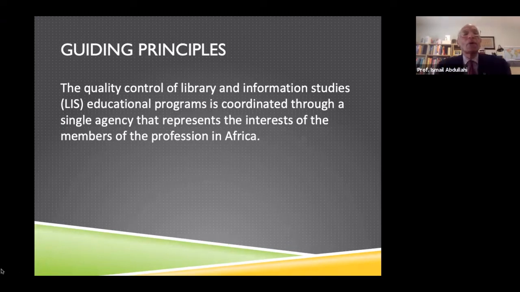Well, okay. Now, guiding principles. The quality control of library and information studies educational programs is coordinated through a single agency, as I am saying, that represents the interests of the members of the profession, as has been agreed upon. Guiding principles are very important to understand that we work for the interest of Africa, and this association stands for the interest of Africa, okay? That is very important. If we would like to have a standard quality control, it must follow one standard.